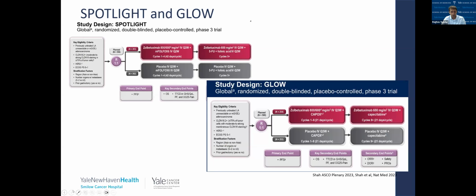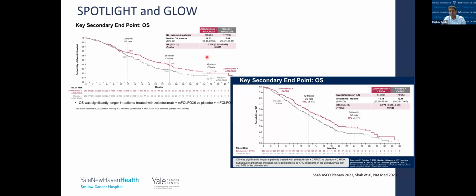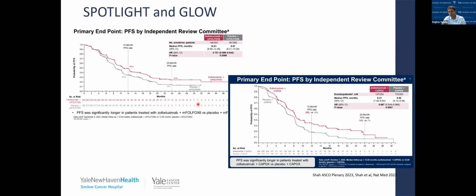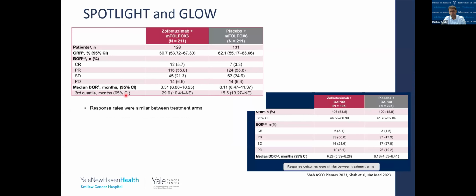And in both trials, there was an overall survival benefit for the addition of zolbetuximab to chemotherapy, with an overall survival improvement of about 3 months in both trials and a hazard ratio of 0.75. There was also a very clear improvement in progression-free survival that was matched on both trials. And this led to the approval of zolbetuximab in the United States. The FDA approved it in October last year. And so most patients that have an expression of Claudin 18.2 can be offered zolbetuximab in combination with chemotherapy.